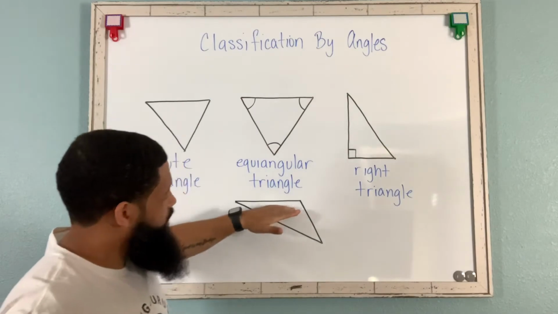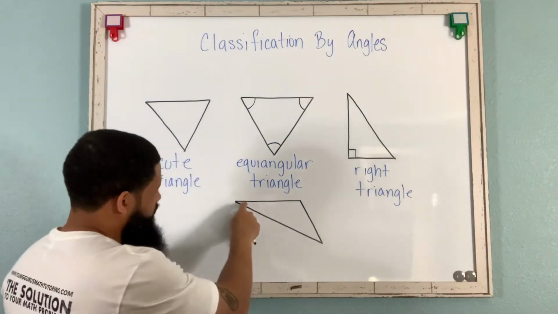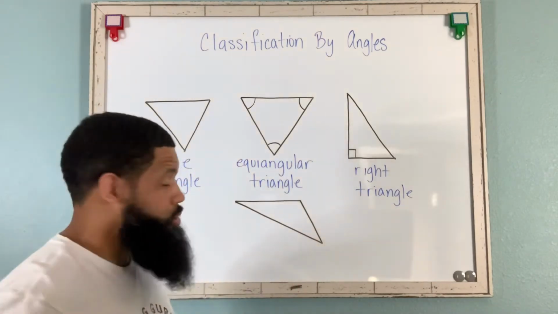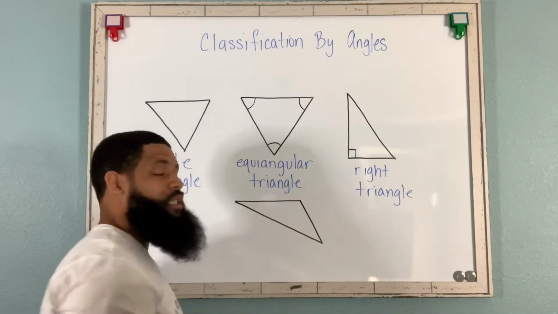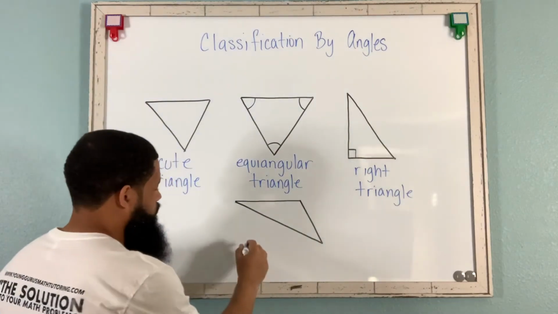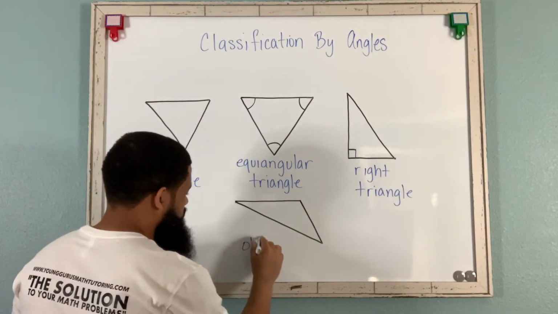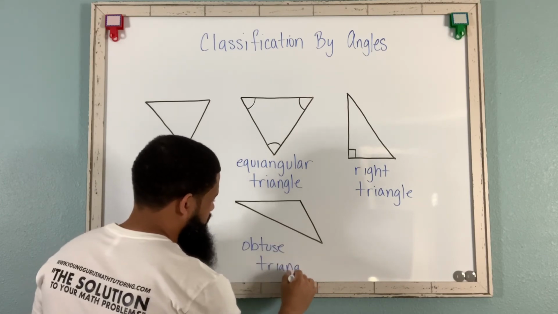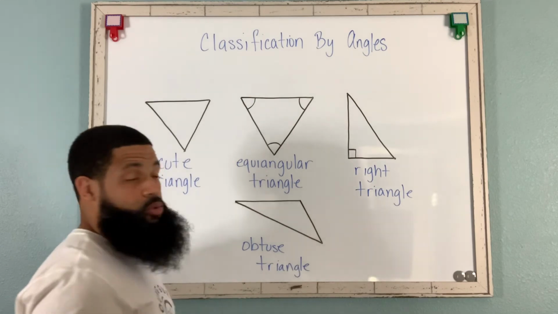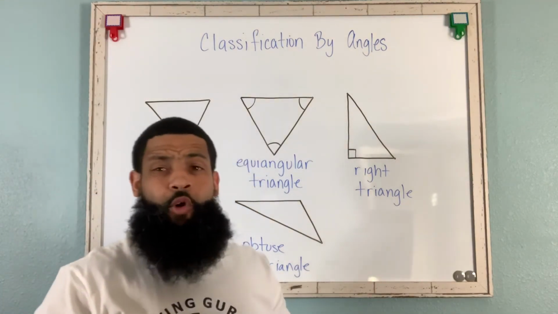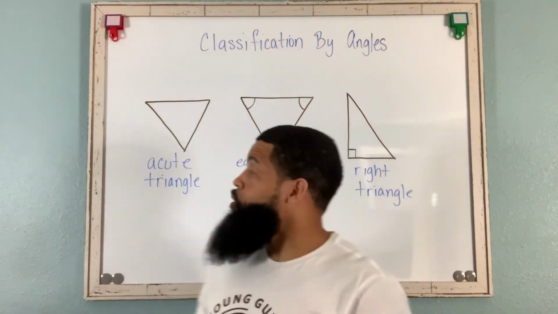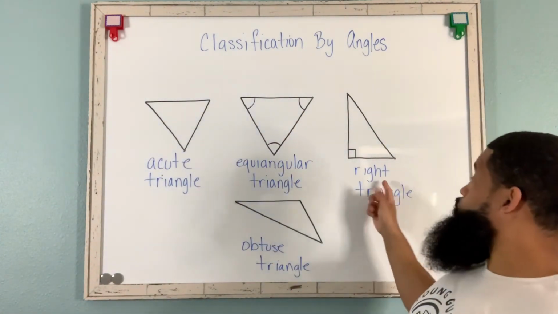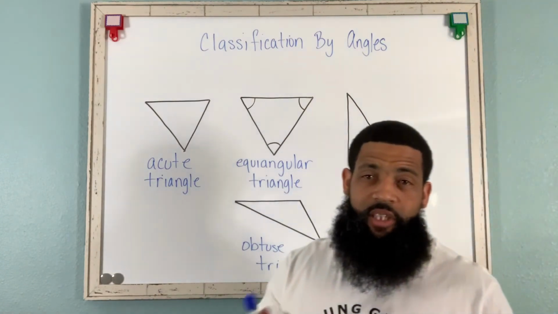And last but not least, notice this angle is visually acute. Visually, this one is an acute angle as well, but this one is visually an obtuse angle. So we call this an obtuse triangle because it has at least one obtuse angle. So once again, we have 4 different classifications by angles: the acute triangle, the equiangular triangle, the right triangle, and last but not least, the obtuse triangle.